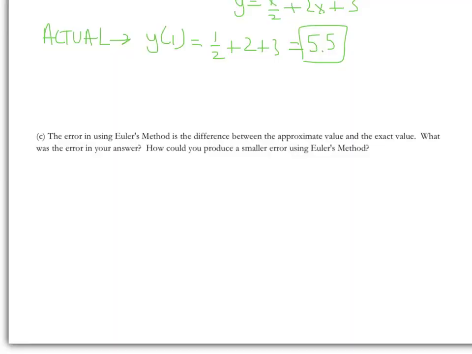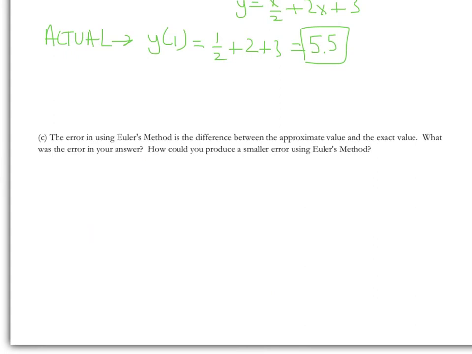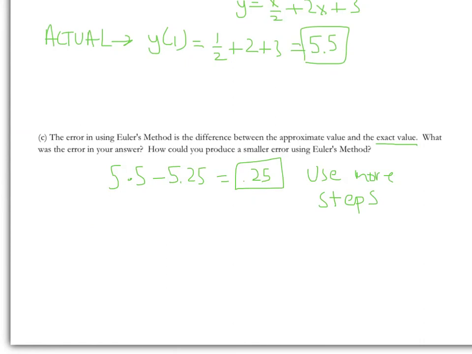And part C, we can see that the error in using Euler's method is the difference between the approximate value and the exact value, or the actual value. So what was the error in our answer? Well, it was 5.5 minus 5.25. So our error was pretty good. It was 0.25. And how could you produce a smaller error using Euler's method? Well, we would use more steps. If you draw more tangent lines, you'll get a much better approximation. And that essentially is Euler's method.